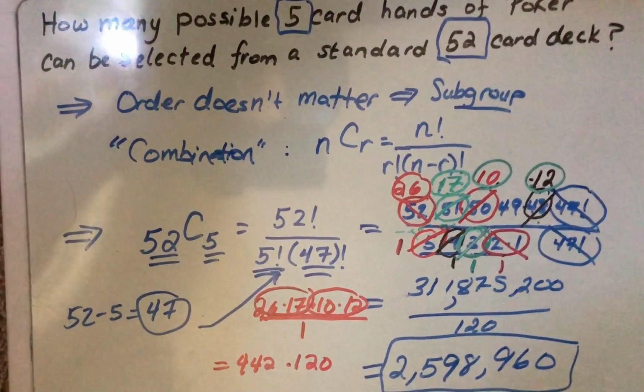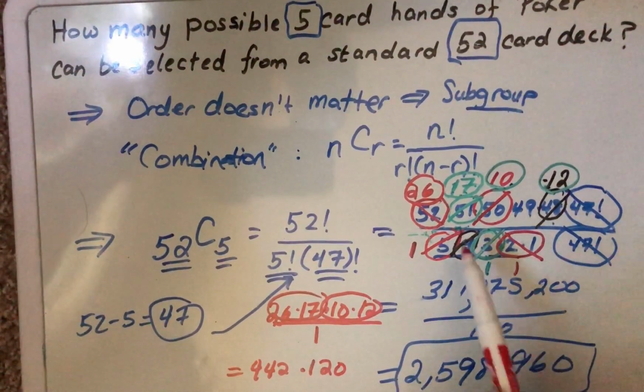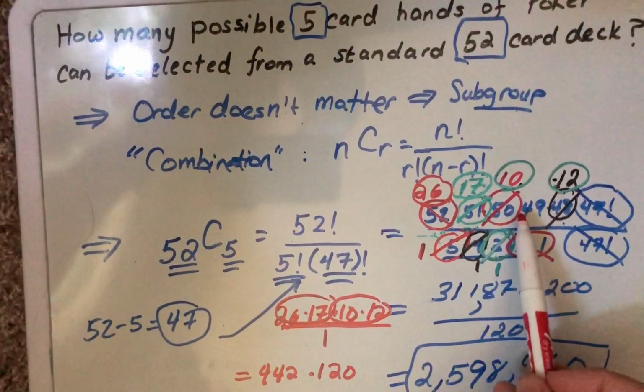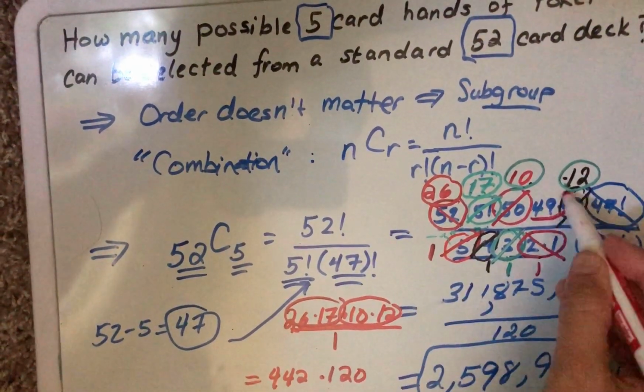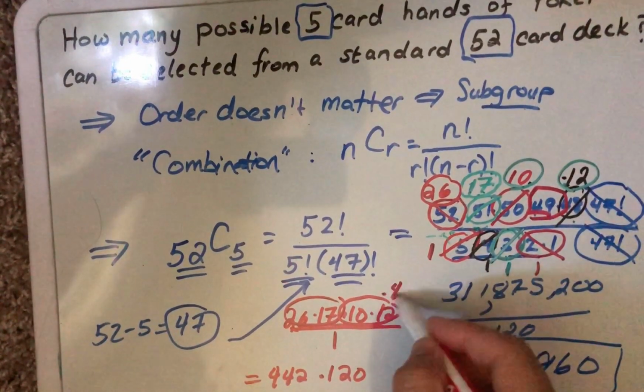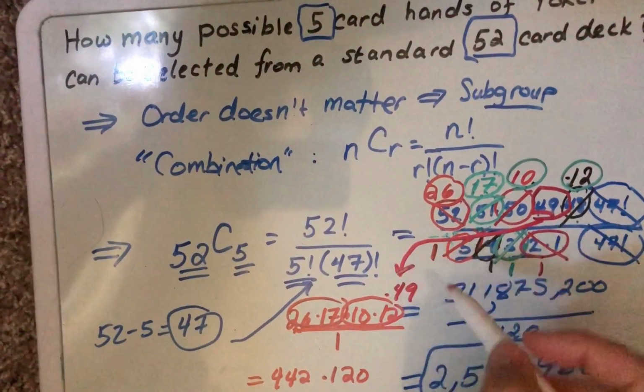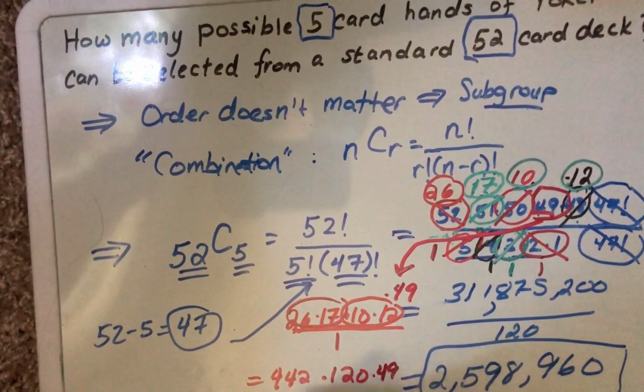And I get, which number here? So that's 26 times 17 times 12. Oh, I see I forgot something. That's scary. Watch out for yourself, like a professor just did. There was a 49 I forgot to bring down here as well. So times 49, that makes more sense.